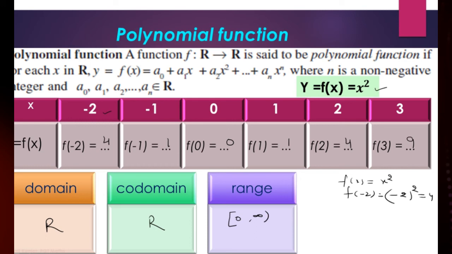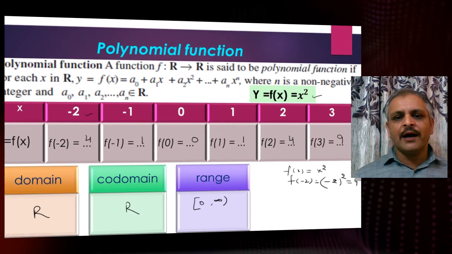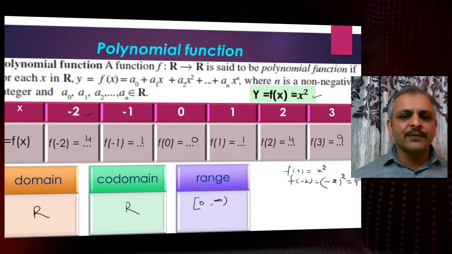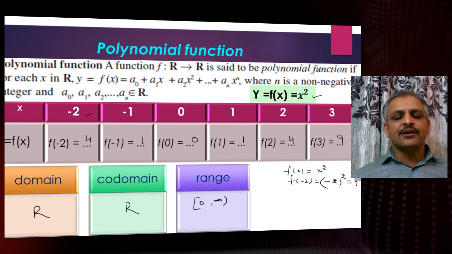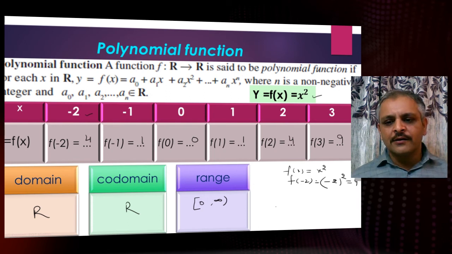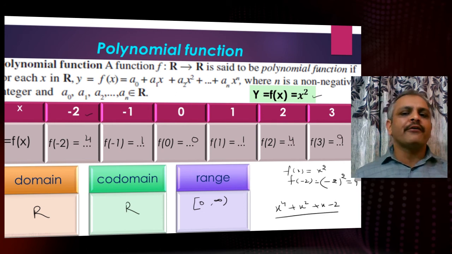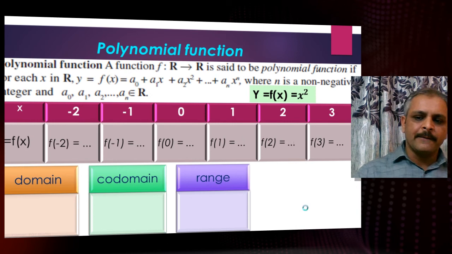It's not the range for all polynomial functions, because it will depend upon the function. We have infinite types of polynomial functions. If I take x³, then the range will be different. x raised to power 4 plus x² plus x minus 2, then the range will be different. So the range varies from function to function.